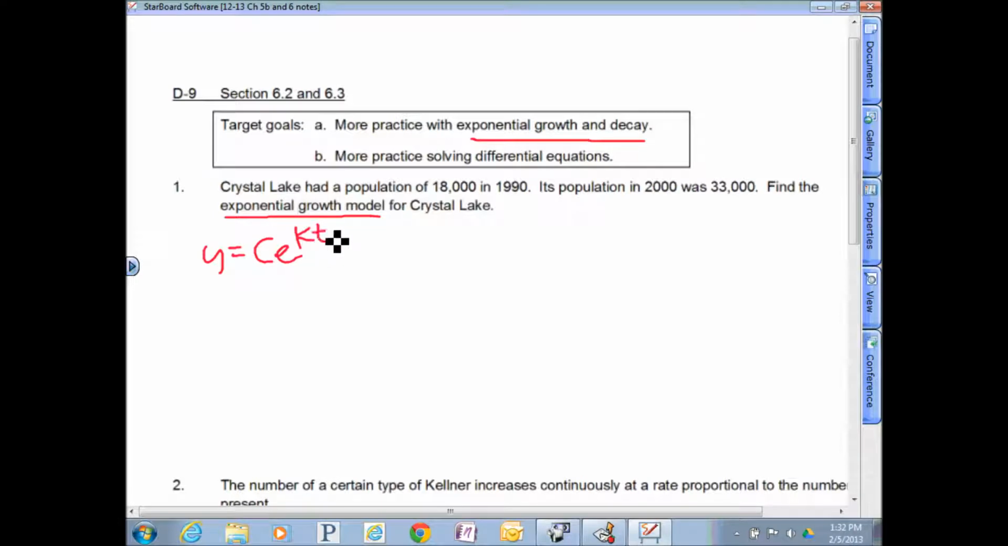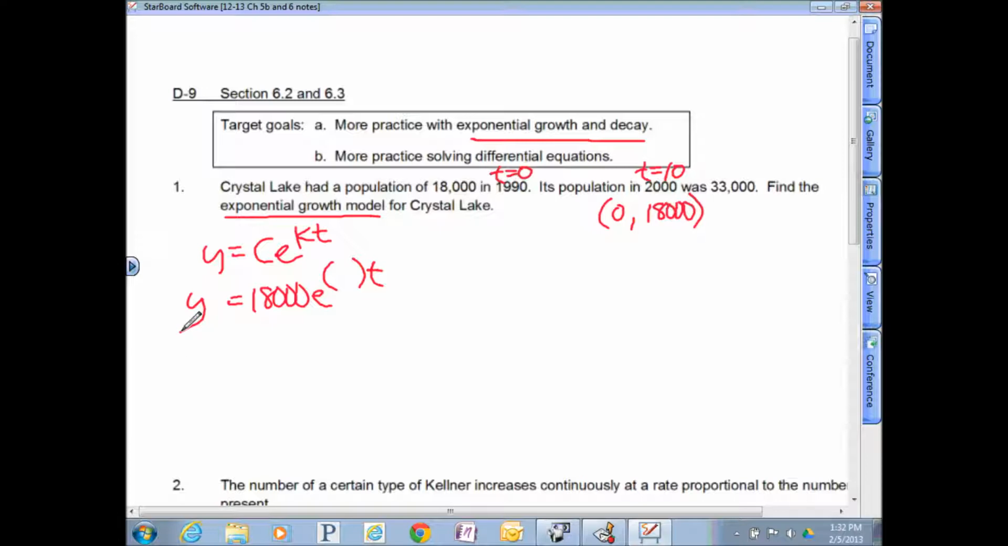for Crystal Lake. So all we really need is we need to know what C is, we need to know what K is so we can fill them in. So my population in 1990 was 18,000. I'm going to call 1990 T equals 0. Population in 2000, we're going to call that T equals 10. So at time 0, we're at 18,000. It's nice to have that because we could call that 18,000. We know that 18,000 is our initial amount. So all we really need is to come up with what K is. And we've got this growth model, and we're ready to go.